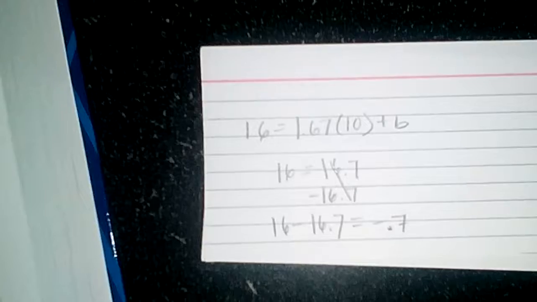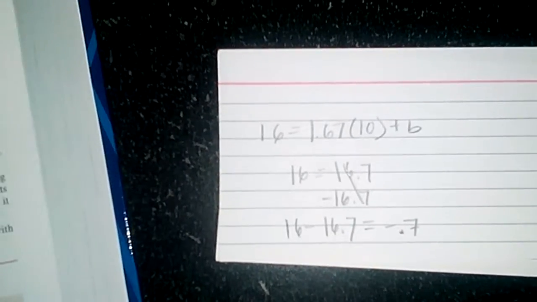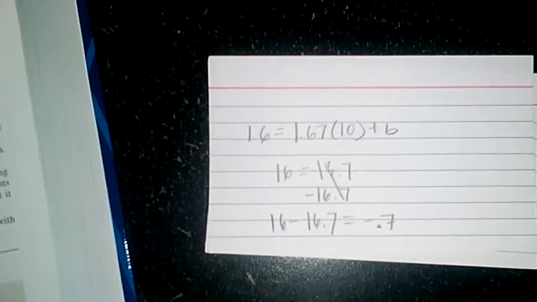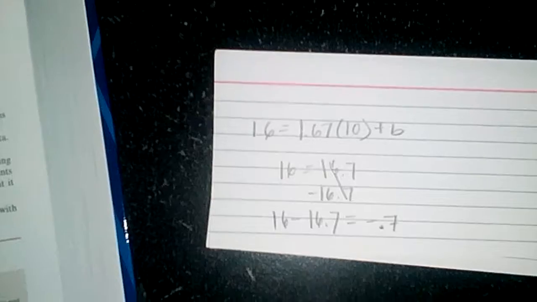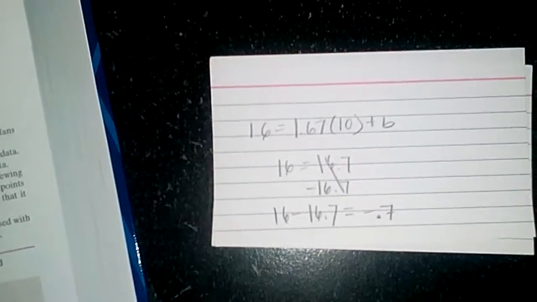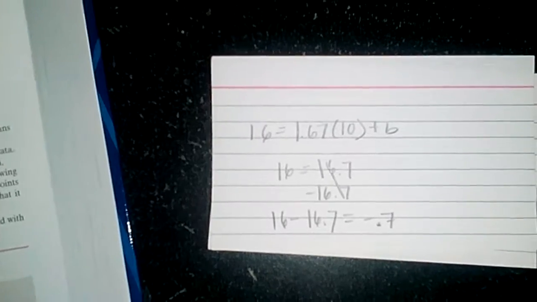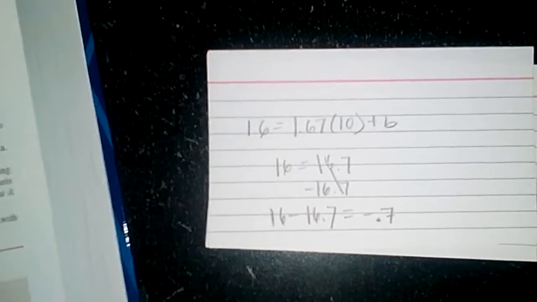Now, one of the steps we have to do is multiply 1.67 by 10, and we end up with 16.7. Now we have 16 equals 16.7 plus b. Now we have to subtract 16.7 from the other side. So we subtract 16 minus 16.7, and we end up with negative 0.7.